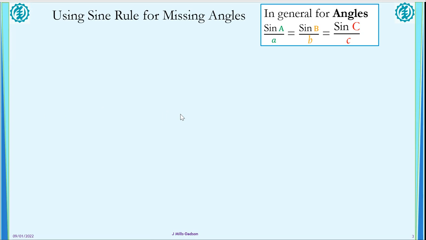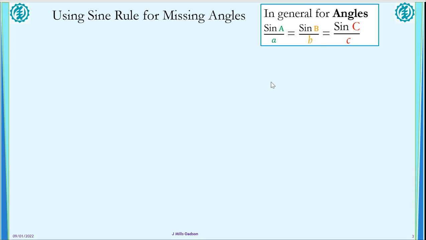For working out missing angles, it's the same way we derived the sine rule for a missing side. The only thing is that we do the inverse of what we had before. For a side, we had a over sine A, in that order, but for angles, we quote it as sine A over small a, sine B over small b, in that order. So just take note: the inverse of what we had for the side is what we use for angles.